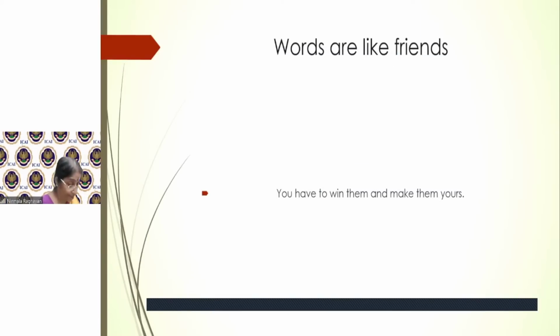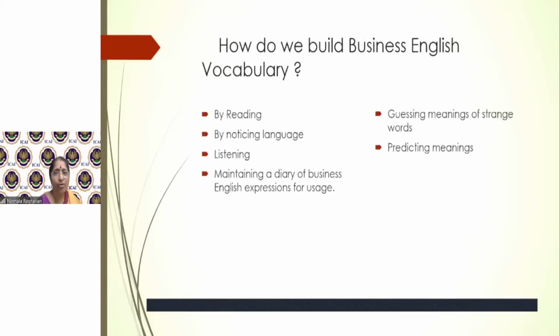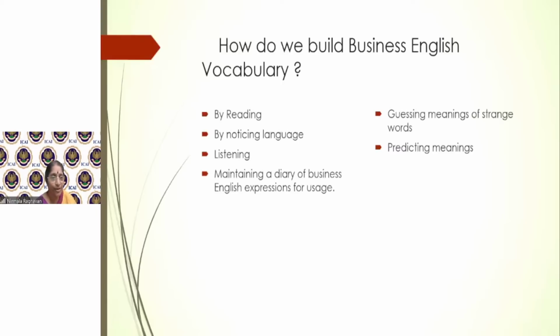You have to win them and make them yours so that you use language very comfortably and confidently. Now, how do we build business English vocabulary? By reading, by noticing language, by listening, maintaining a diary of business English expressions for usage. So maintain a small pocket diary, or maybe even in your mobiles, you can save. Guessing meanings of strange words, predicting meanings. You predict the meaning, okay? And then cross-check with a dictionary.